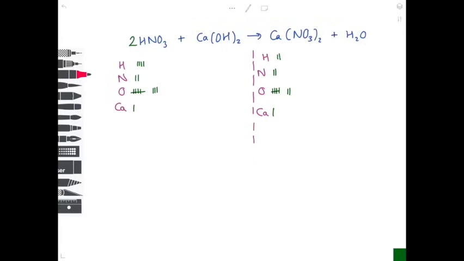So the nitrogens are happy, the calcium is happy, but the oxygens and hydrogens aren't. So I'm going to put a 2 in front of water to make that 4 hydrogens. And now adjust the oxygens, so you now have 8 oxygens. And look, the whole thing is balanced because you have 4 hydrogens on both sides, 2 nitrogens, 8 oxygens, and 1 calcium. So that is indeed balanced.